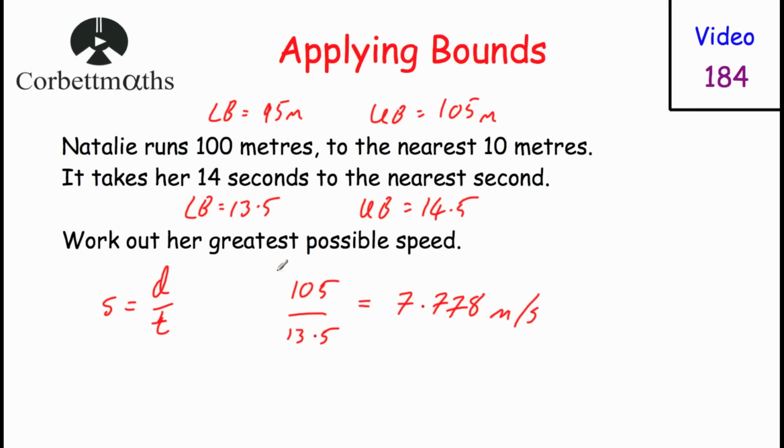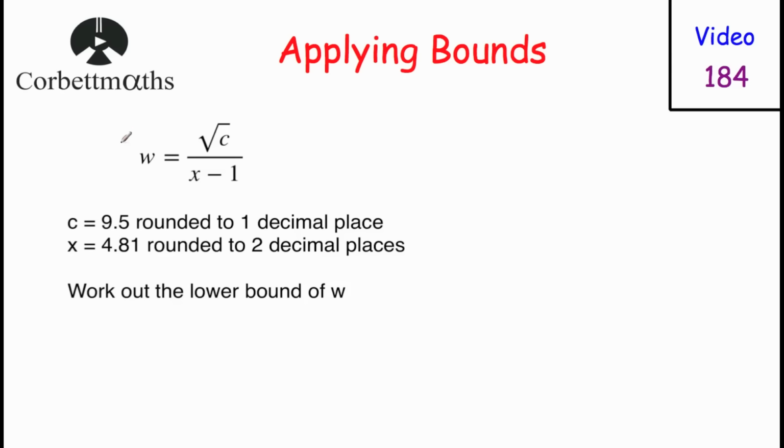If you wanted to find her slowest possible speed, you should do the smallest distance in the greatest amount of time, and that would mean she's traveling slower, and so on. Okay, let's have a look at one last question. Okay, our last question on applying bounds.